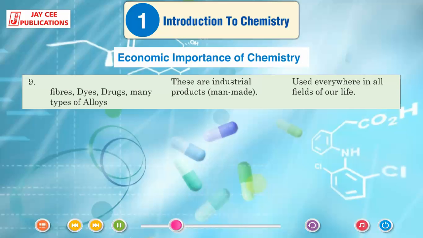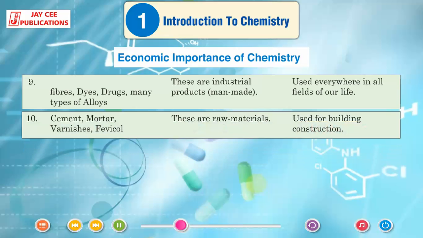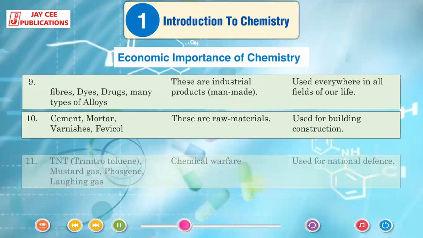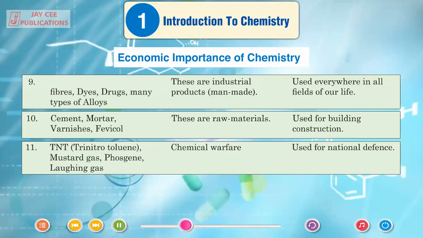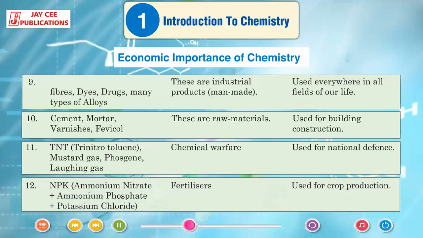Paints, plastics, synthetic fibers, dyes, drugs, many types of alloys. These are industrial products, man-made, used everywhere in all fields of our life. Cement, mortar, varnishes, Fevicol. These are raw materials used for building construction. TNT, trinitrotoluene, mustard gas, phosphine, phosgene, laughing gas: chemical warfare used for national defense. NPK, ammonium nitrate plus ammonium phosphate plus potassium chloride: fertilizers used for crop production.